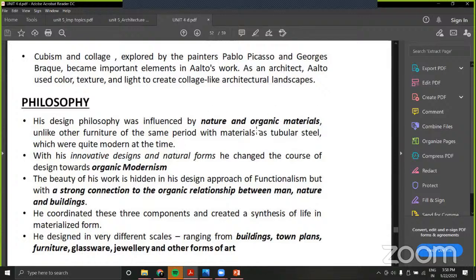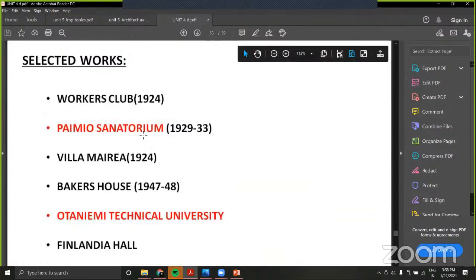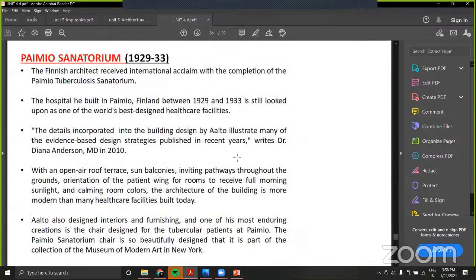His philosophies on nature and organic materials, unlike furniture in the same period, show the beauty of his work hidden in the design approach of functionalism, but with a strong connection to the organic relationship between man, nature, and the buildings. He designed at very many scales, ranging from buildings and town plans to furniture, glassware, jewelry, and other forms of art. We are going to see only Paimio Sanatorium, a hospital built during the plague, the tuberculosis outbreak that affected Finland in 1929.